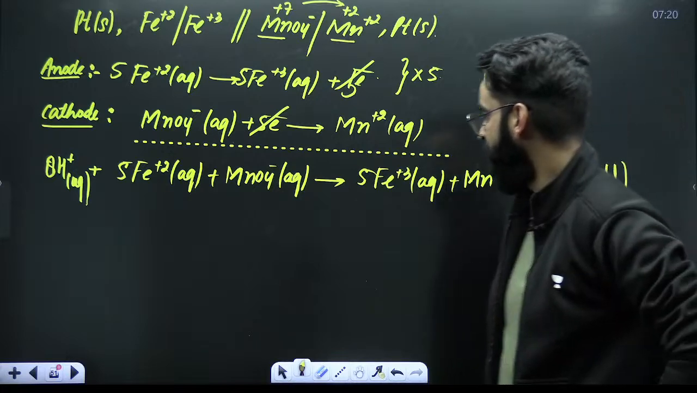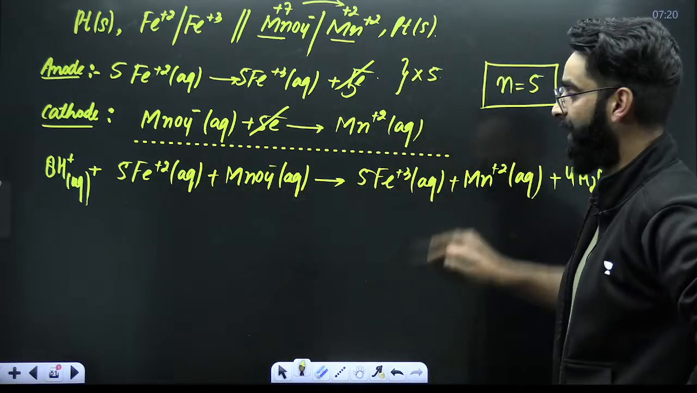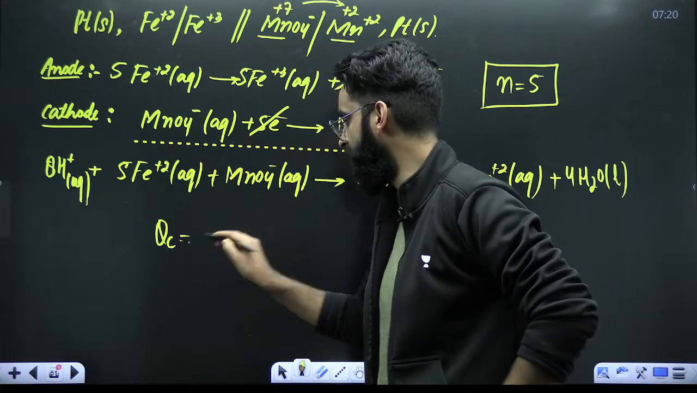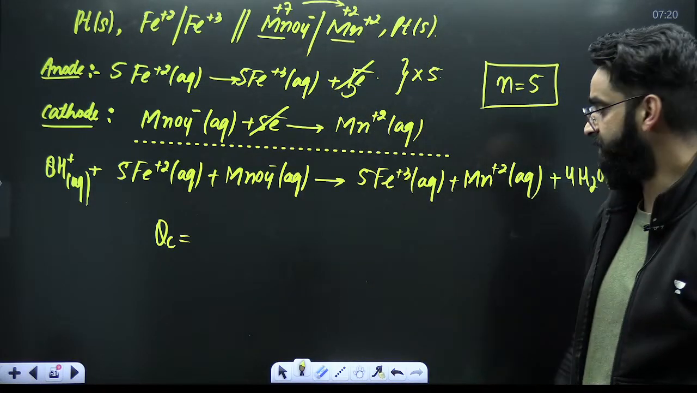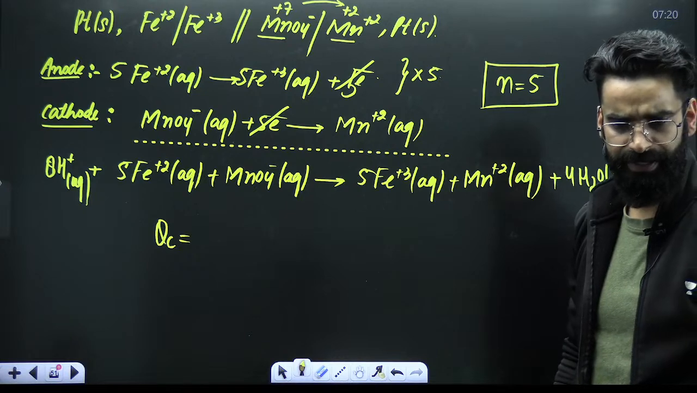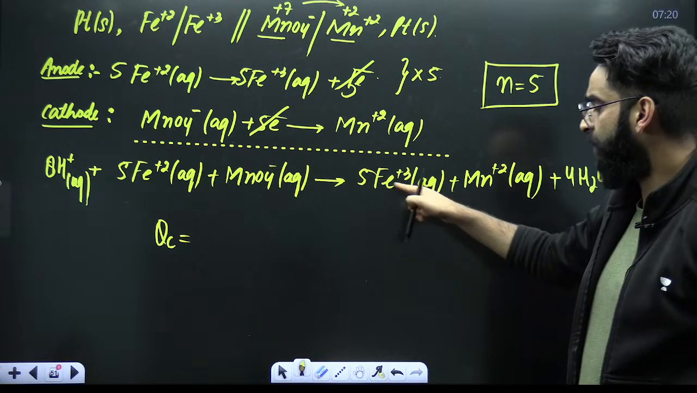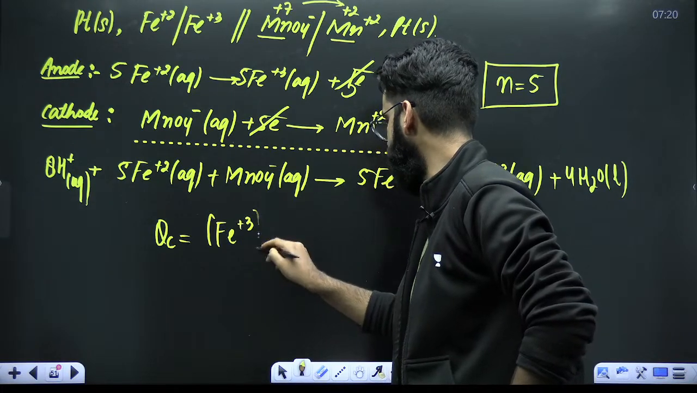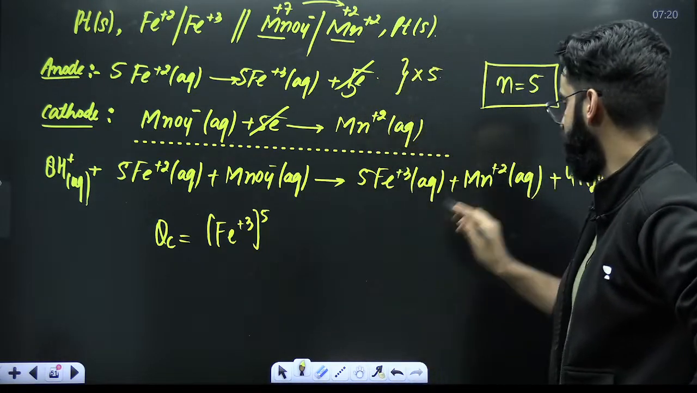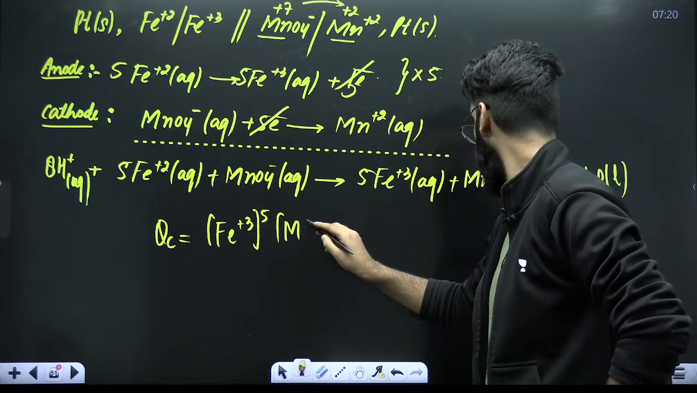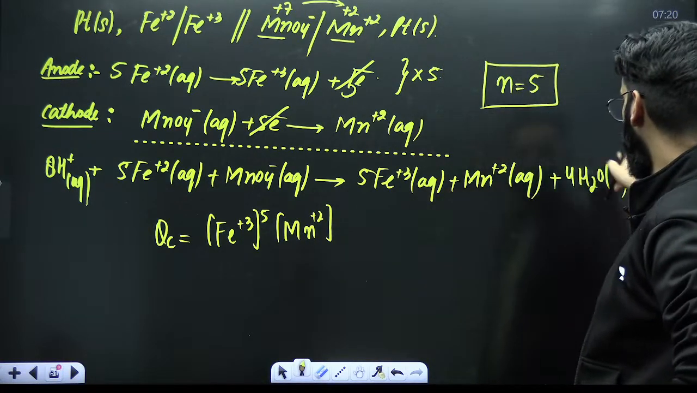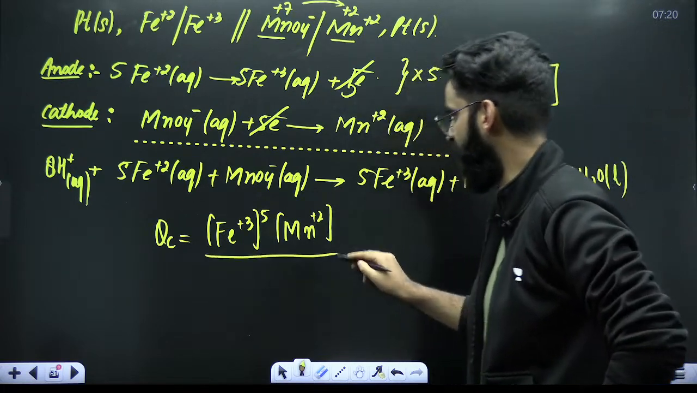Right? Okay. So this is the net reaction now. N value is calculated. Now it is the time to get QC expression. In order to get the QC, we have to start with the products, right? See, this is aqueous. So use the term concentration. Concentration of Fe tripositive raised to the power 5. This is aqueous. It is concentration of Mn dipositive raised to the stoichiometric coefficient, that's 1. This water is in liquid state, nothing to do with this, divided by.